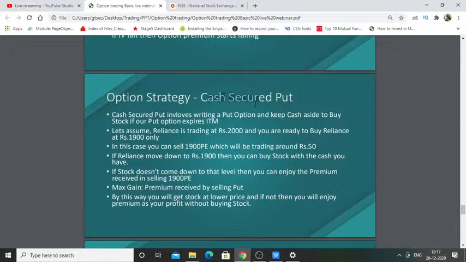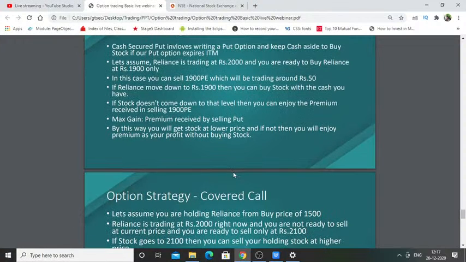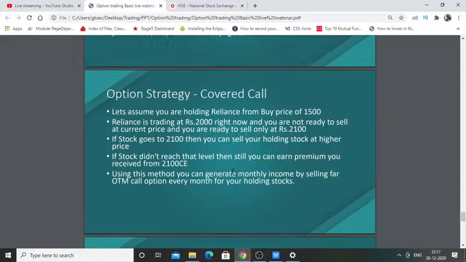Okay, so this is about a cash secured put. Here we are not owning any stock, but to own the stock at a lower price we will be selling a put option. The next strategy we are going to look at is the covered call. Let's assume that you are holding Reliance from a buy price of 1500, so you have bought one lot of Reliance at 1500. Right now the stock is trading at 2000 and you are not ready to sell the stock at the current price, and you are willing to sell it only at the price of 2100. If the stock doesn't come to 2100, you are not going to sell it.